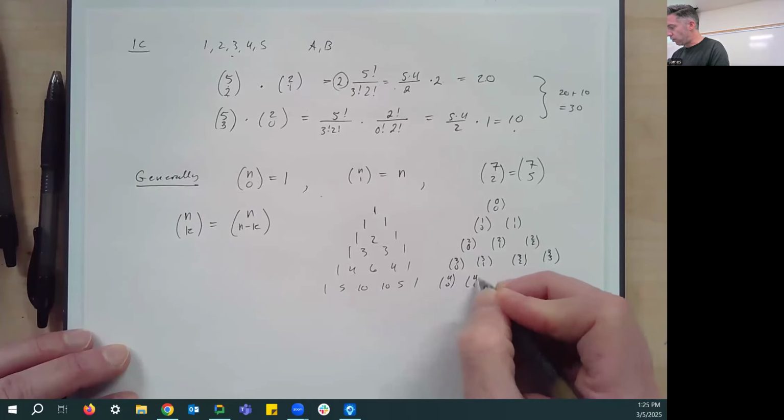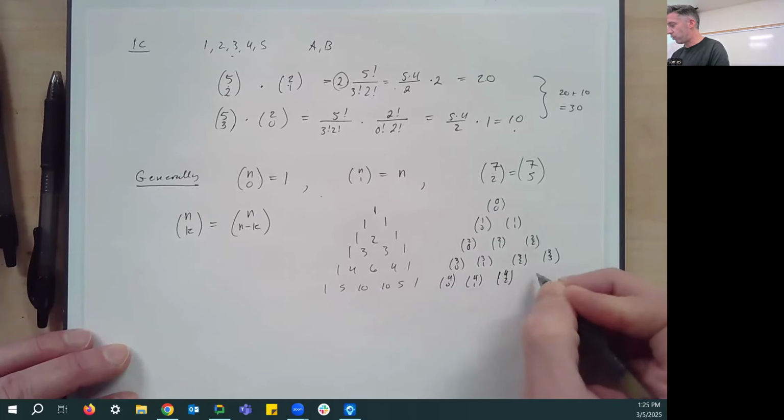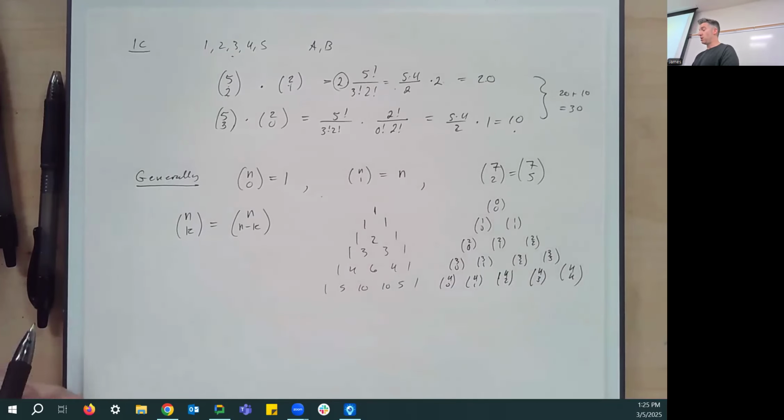4 choose 1 is 4. 4 choose 2 is 6. 4 choose 3 is 4. 4 choose 4 is 1. And it goes on and on and on. It's kind of cool. I think it's really cool, actually.